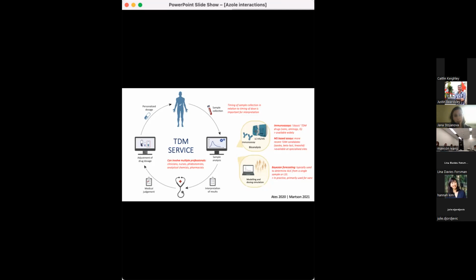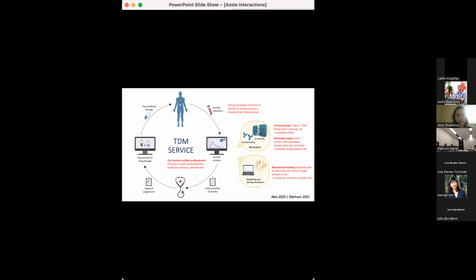Immunoassays are available widely, so most larger hospitals in Australia would have tests available. The mass spec-based assays tend to be for more recent TDM candidate drugs, including the azole antifungals, beta-lactams, linezolid, among others. These tend to be available at specialised centres, and we're very lucky at St Vincent's to have a long history of assays based on chromatographic methods.